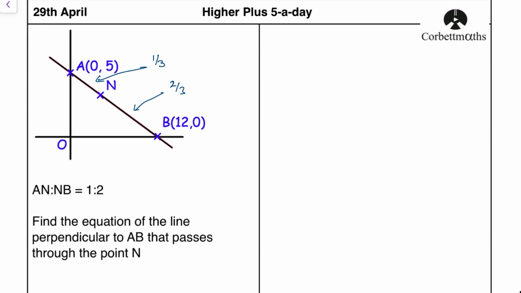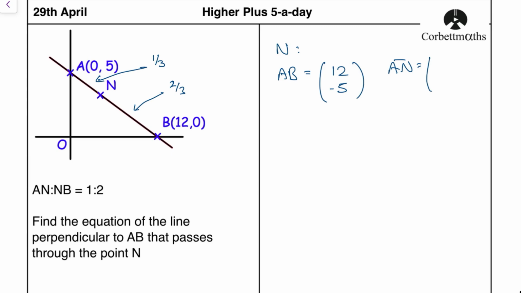Okay, so I'm going to need a couple of things. First of all, I'm going to need the point N, aren't I? Now, A to B takes me from 0 to 12, so it goes up 12, and it takes me from 5 to 0, so it goes down 5. And I know A to N, well, I could just use similar triangles, but I'm going to use vectors again, because I like vectors, and I think they're good to get used to.